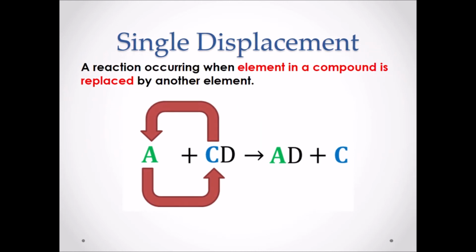Single displacement reactions. This is a reaction that occurs when an element in a compound is replaced by another element. In our chemical reaction, we can see that A, our lone element, is going to replace C, the element in the compound. As a result, we will form the products A, D, and C is now the element by itself. To recap, we have switched A with C in the compound to form new products.